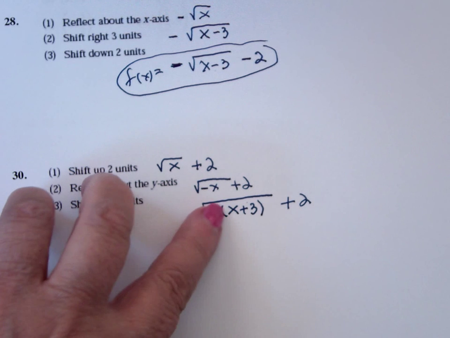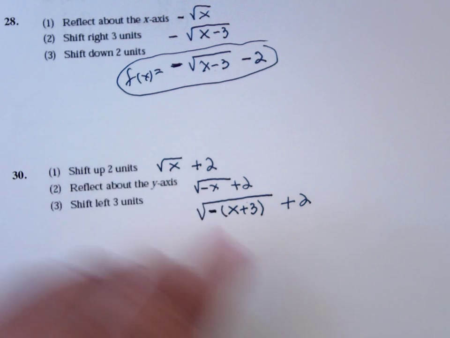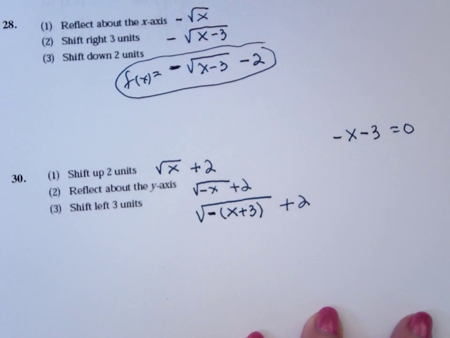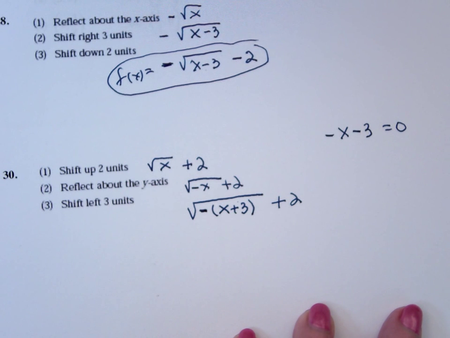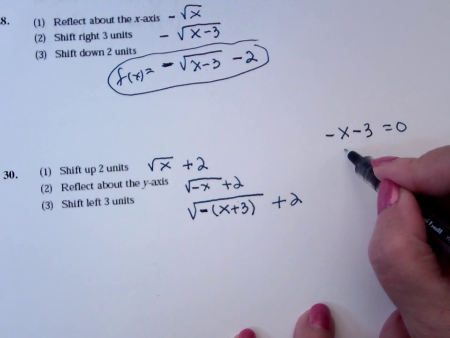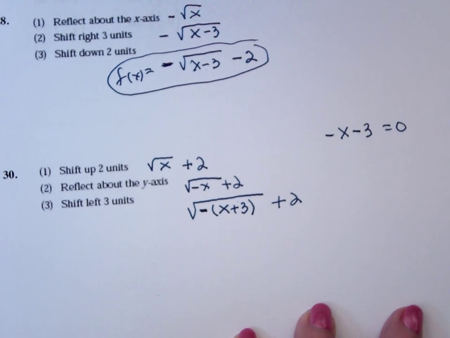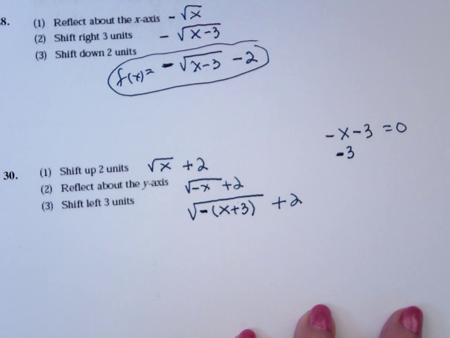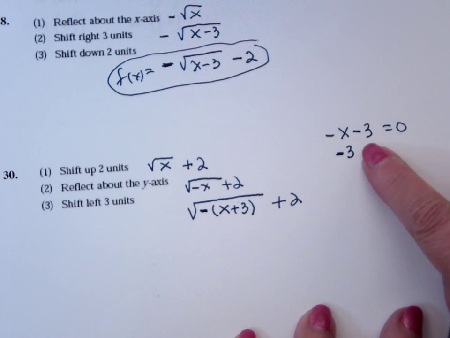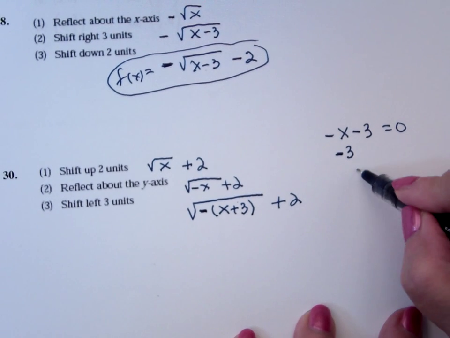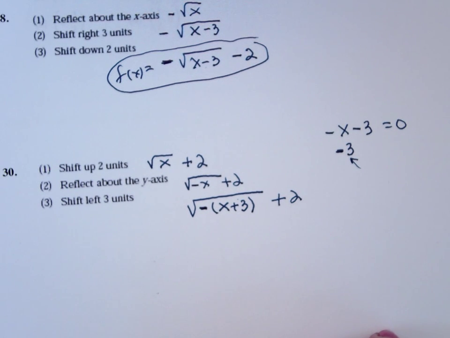And then, no, it wouldn't, because what would bring this back to 0? If I put a plus 3 here, minus 3 would be minus 6. But if I put a minus 3 there, minus a minus 3 plus 3 is 0. This still leaves it as a left 3. Because x has to be minus 3 to bring it back, which is why I wrote it the way I did.